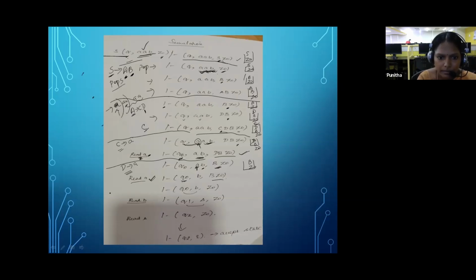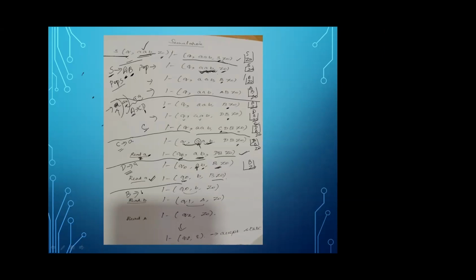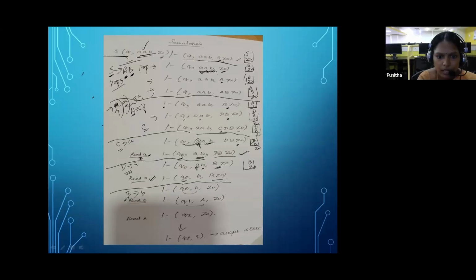The next production I need to take is capital B tends to small b. In which I need to perform the pop operation. The top element B is present, so that B will be removed. The remaining will be Z naught, so I'm writing here Z naught.